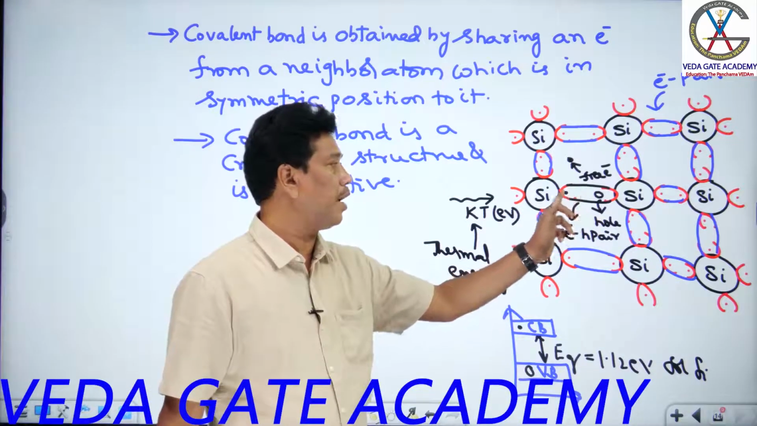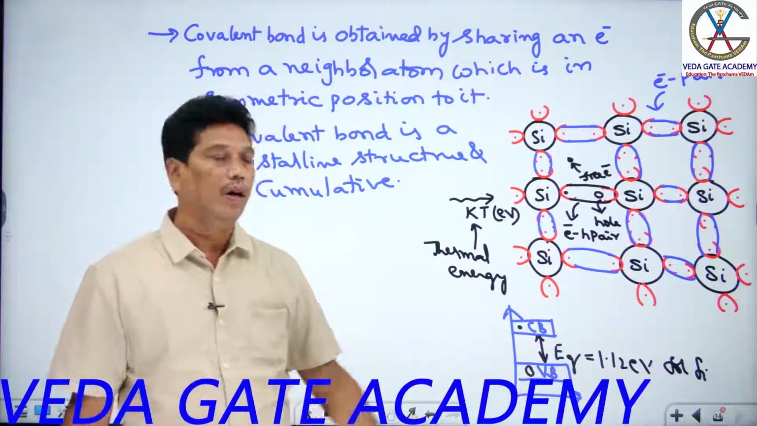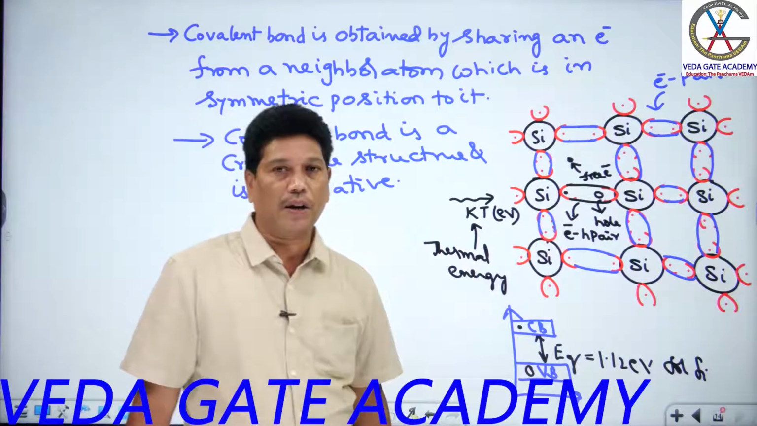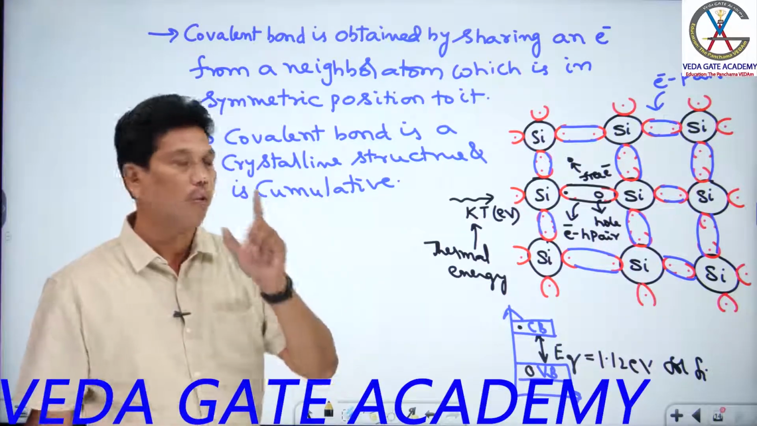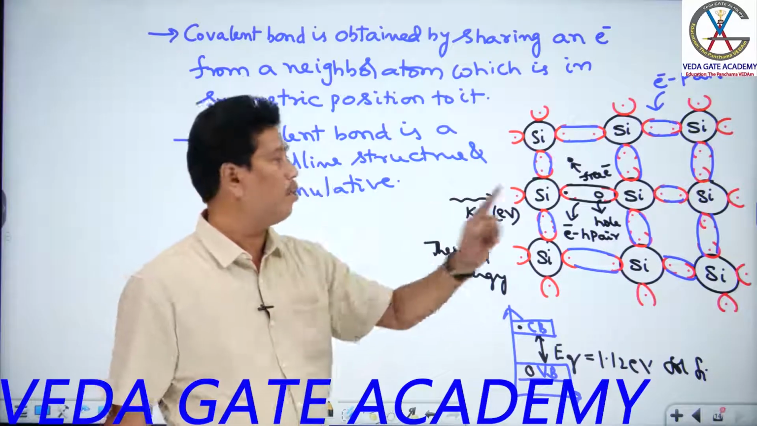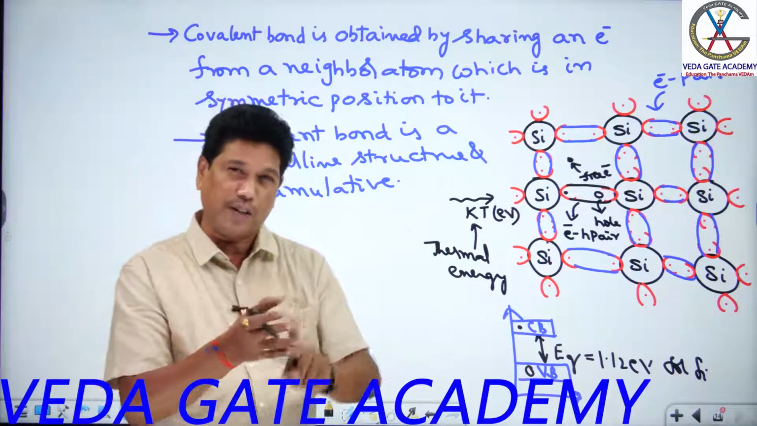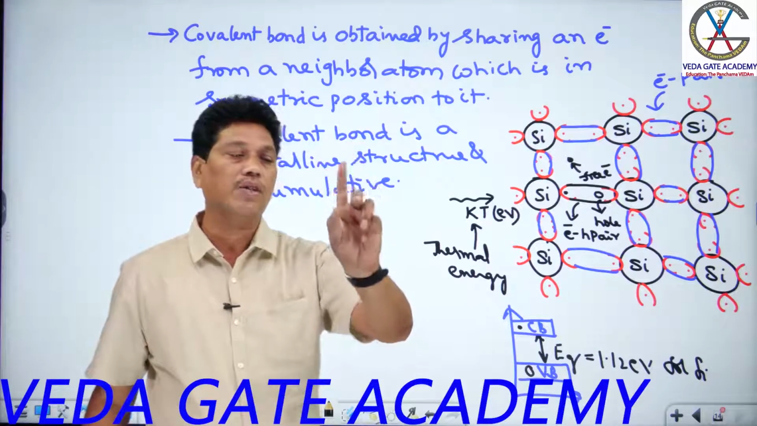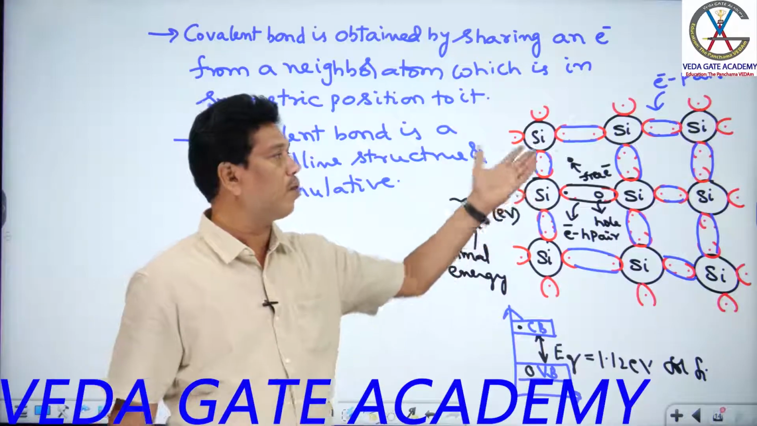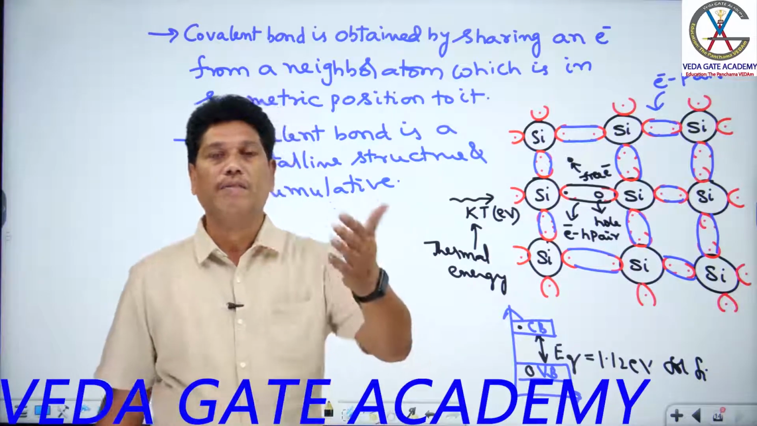Sir, the bond is maintained, still one electron is there. So this is called the thermal generation of an electron-hole pair. How many bonds are broken? One. How many electrons are free? One. How many holes are free? One. So for every covalent bond breakage, an electron-hole pair is generated, such that one electron is free and one hole is free. Suppose 100 covalent bonds are broken: 100 electrons are free, 100 holes are free.